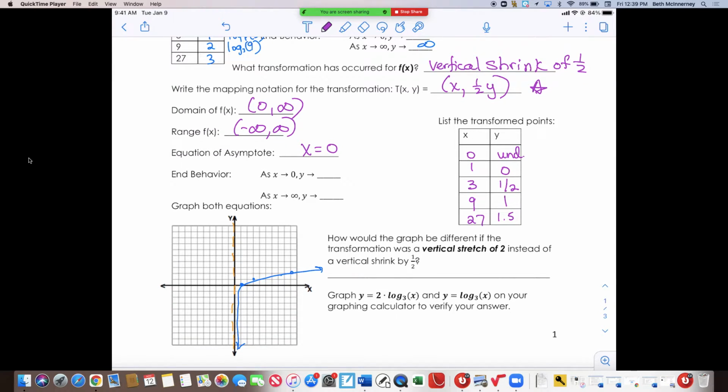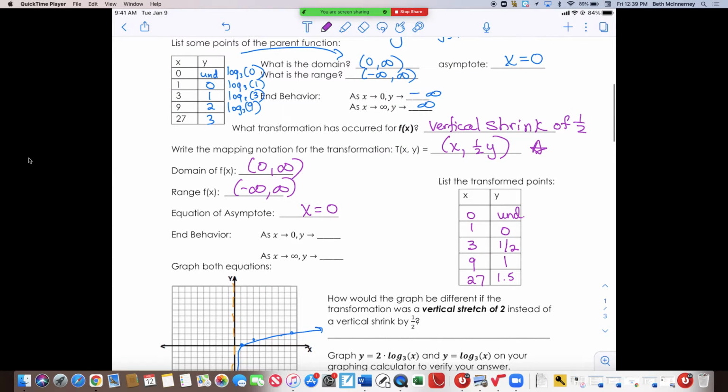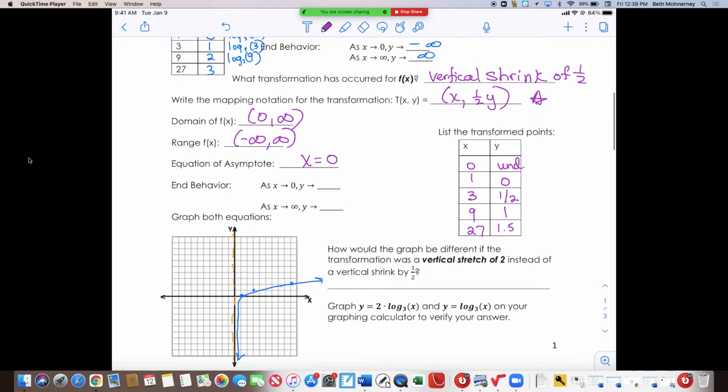Okay, so let's plot this. So my vertical asymptote didn't change. My x-intercept didn't change, right? It's still (1, 0). But then I went to 3, and then it's 1/2. 9 is 1.